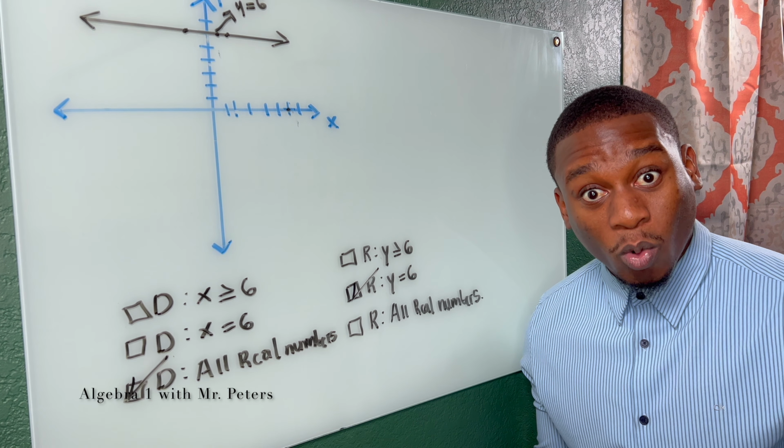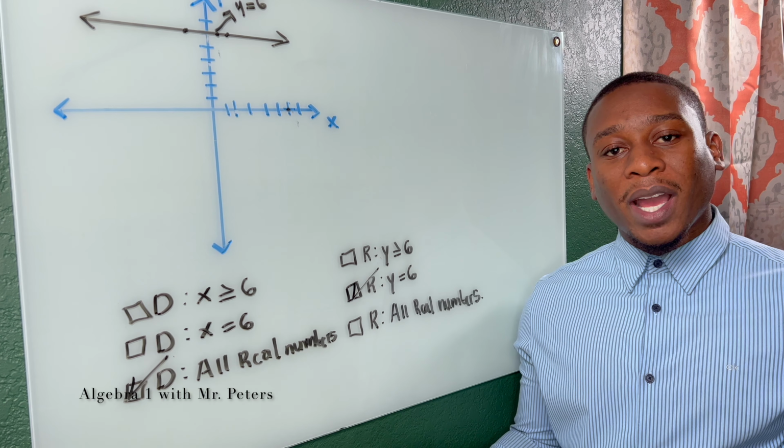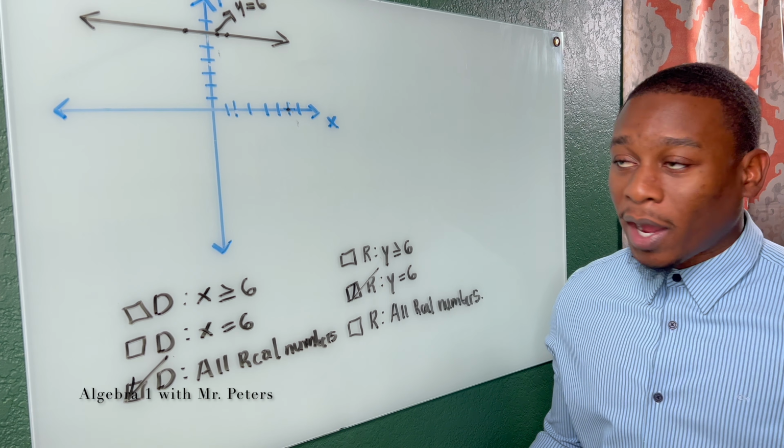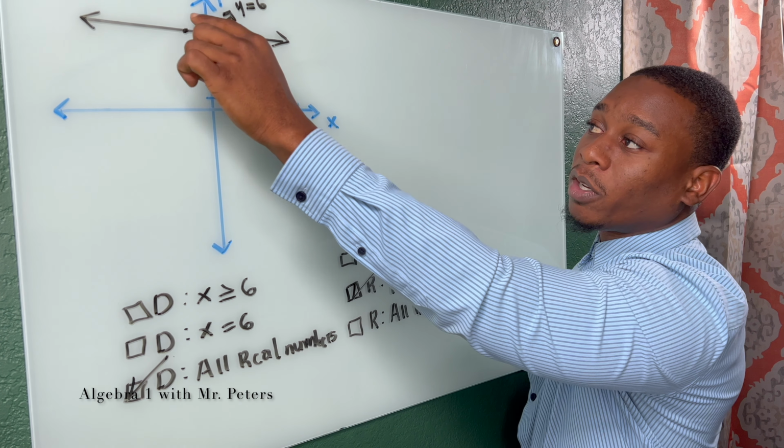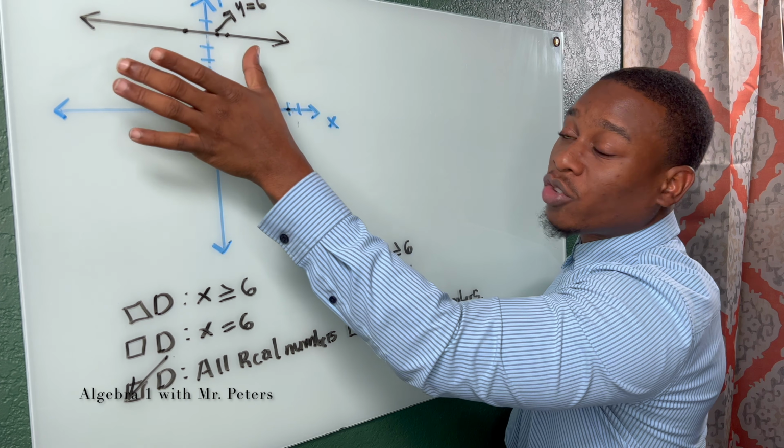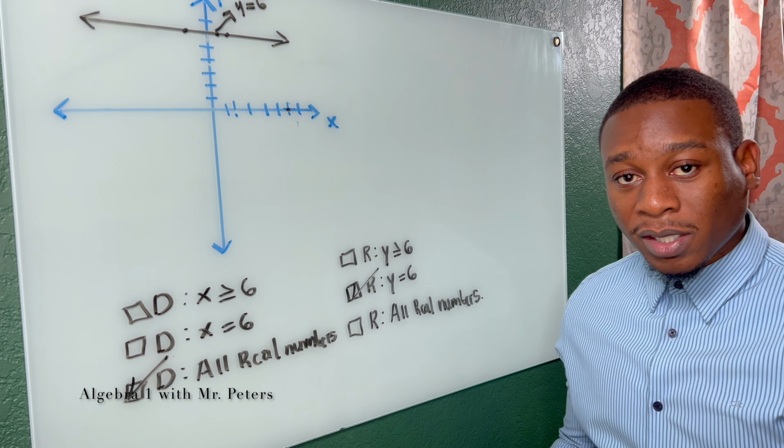I almost select the wrong one. Wow. And the reason why, guys, is there's no other value for y. It's never going to be 5. It's never going to be 7. It's just this one straight line where y is 6.